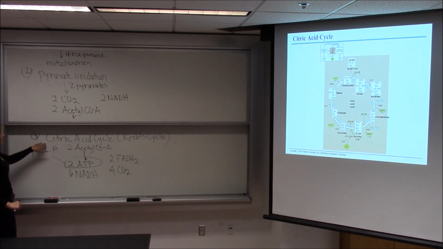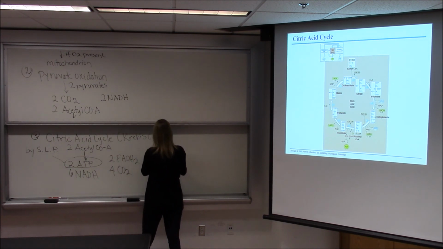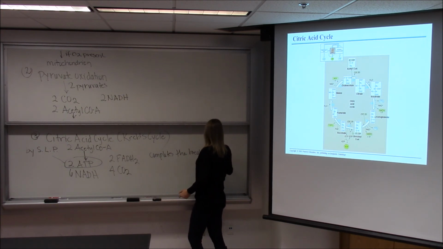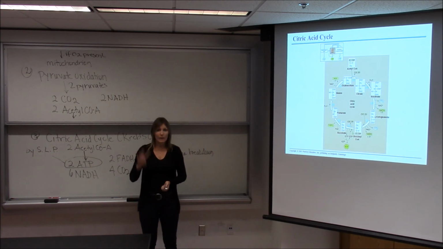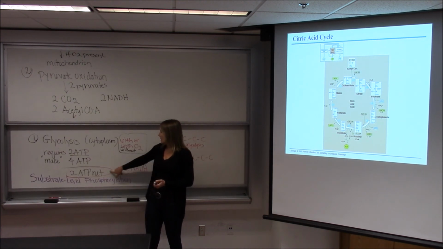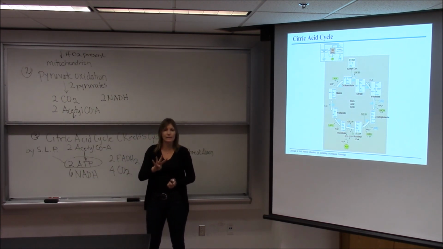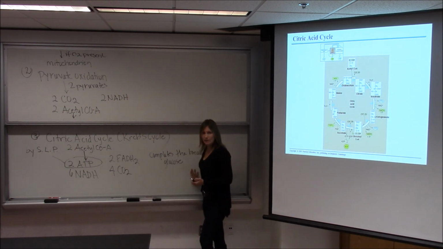So what do we have left at the end of citric acid cycle? Well, glucose is completely gone. So this completes the breakdown of glucose. But how many ATP have we made so far? We've only made 4 net. Remember, we made 2 net in glycolysis. Now we've made 2 more, so we've only made 4 of our 36. We have 32 more ATP to go, but glucose is gone.